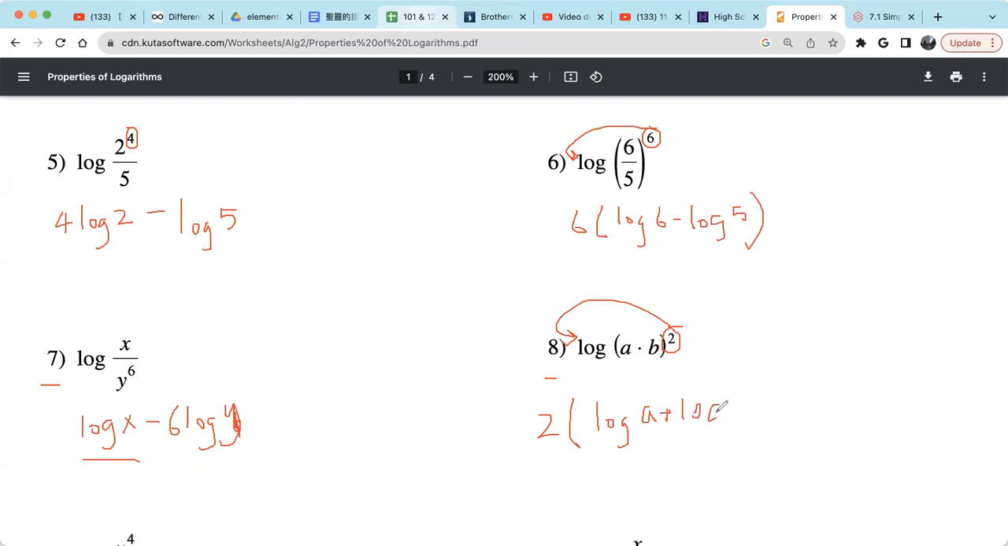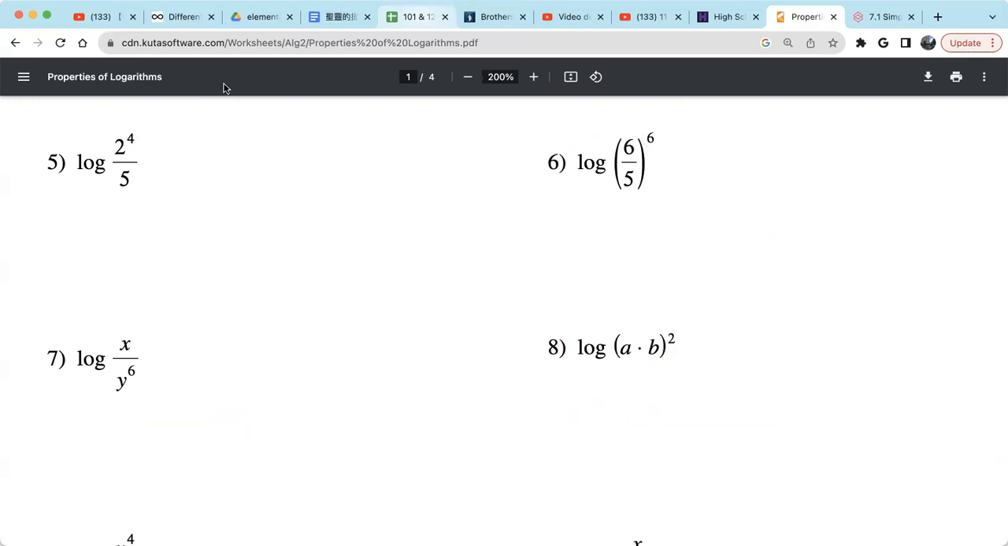So 3 properties we have been using here. First property is, if it's a product, like A times B, 1 log of a product, we can split into 2 logs with addition. If it's a quotient, if it's division, like 6 divided by 5, we can also split it into 2 logs, but with a minus, with the numerator to be positive, but denominator to be negative. And if the value is being raised by a power, we can put the power in front of the log.